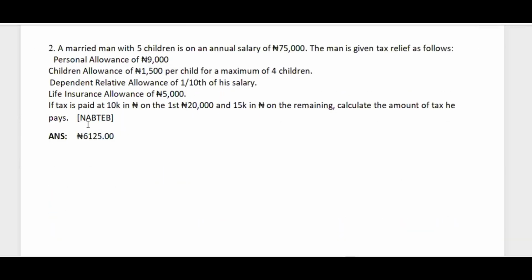We move to example 2. Under example 2, the question says, a married man with 5 children is on an annual salary of 75,000 naira. The man is given tax relief as follows. We have the following allowances.